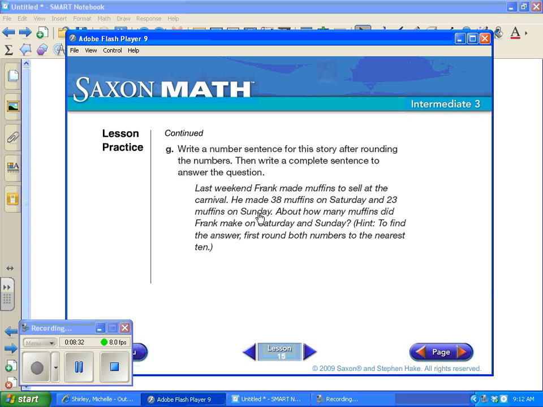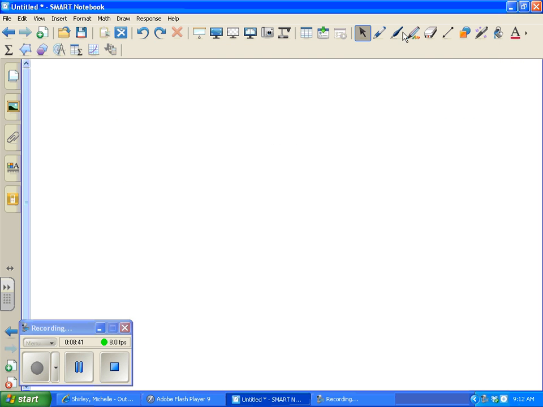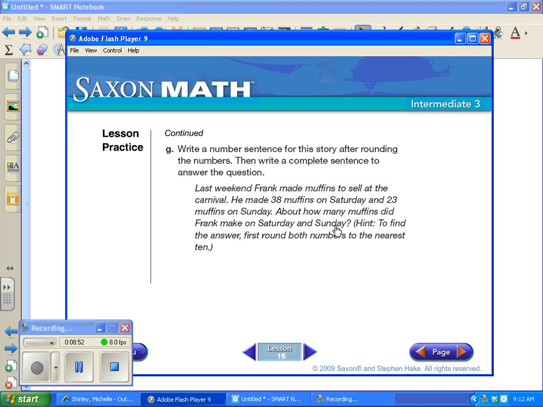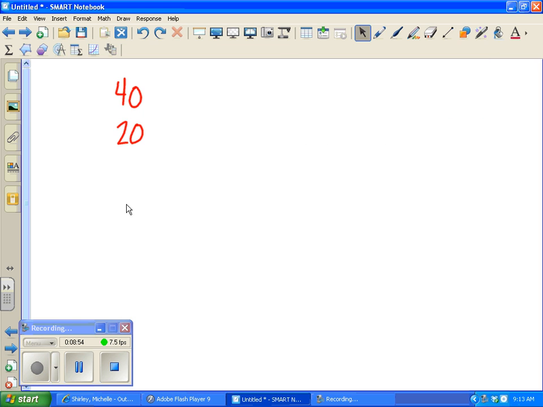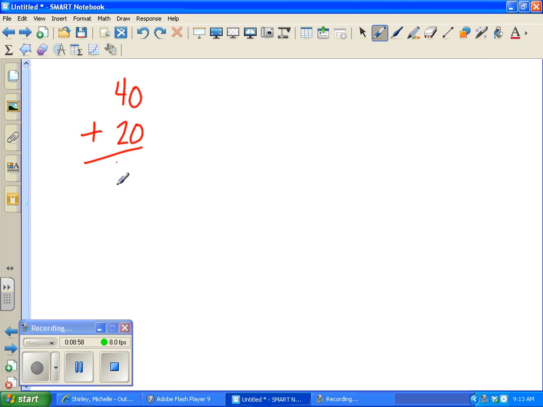And 23 muffins on Sunday. 23 is between 20 and 30, but it's closer to 20. Good. So far, in my head, we've got 40 muffins, and we've got 20 muffins. About how many muffins did Frank make on Saturday and Sunday? So I've rounded off both numbers. About 60. Yes. Here's my number sentence and my total answer that I have to write in a sentence.